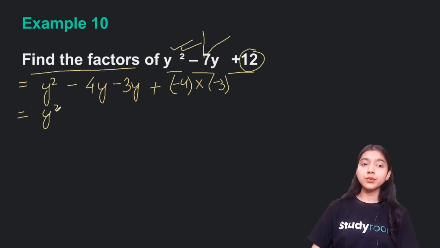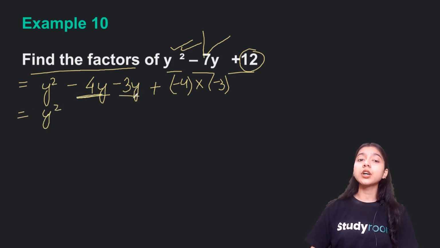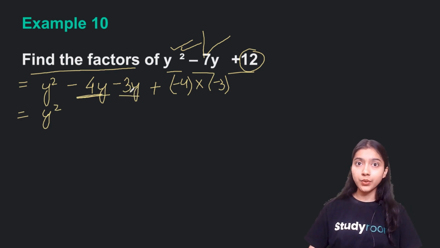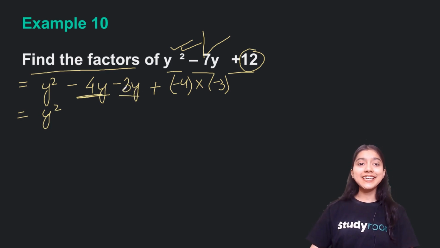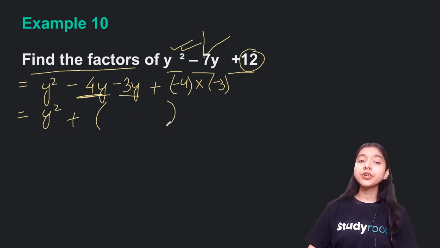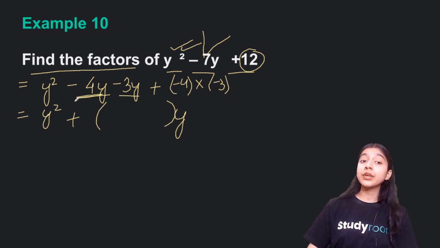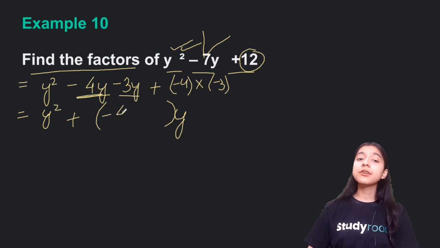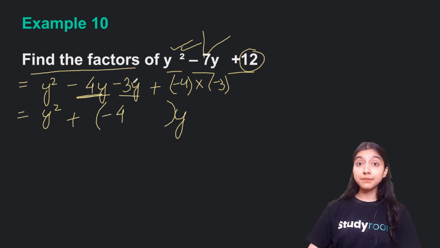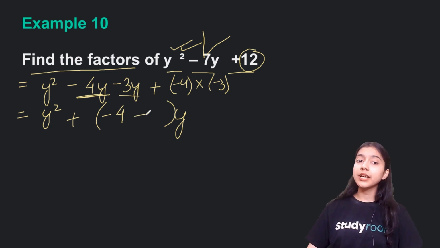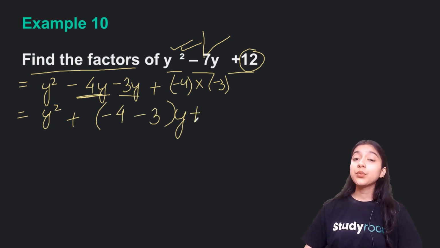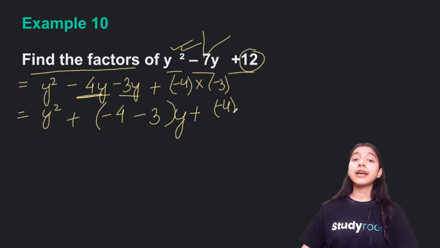Now we'll write y square as it is from these two terms, that is minus 4y and minus 3y. Can you see anything common? Yes, I can. Y is a common term. So let us take this plus sign and then over here y as a common term from both the given terms. Now what we are left with in the first term? We are left with minus 4. So we'll be writing minus 4. And from this minus 3y we have taken y outside. So we are left with minus of 3. Now we have plus multiplied with minus of 4 multiplied with minus of 3.